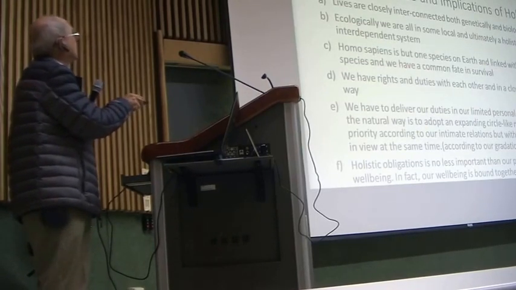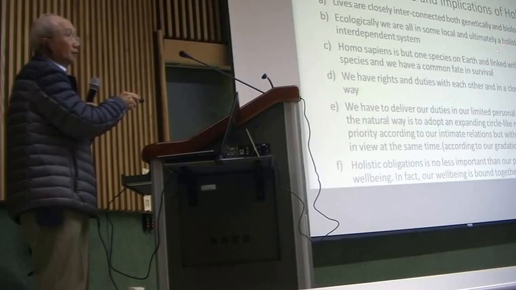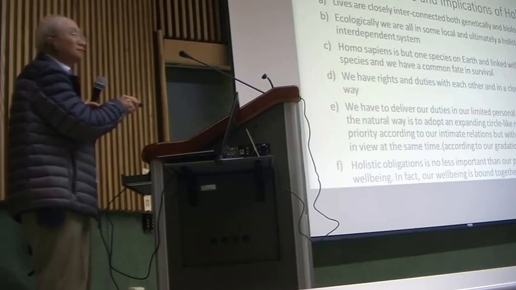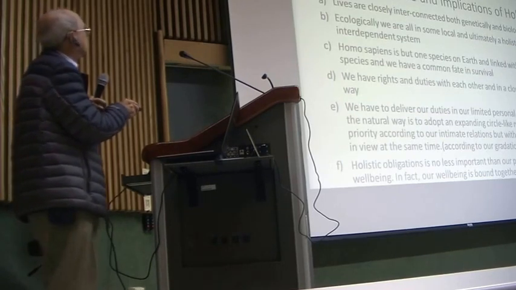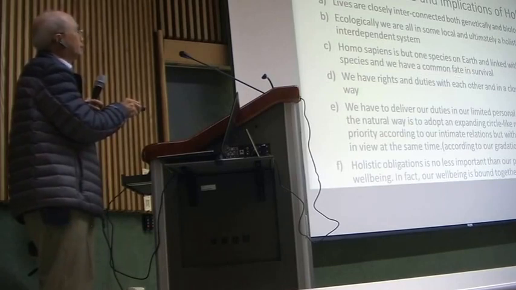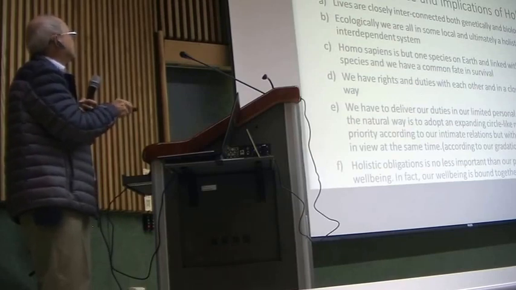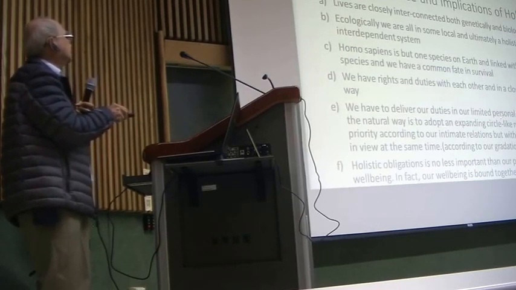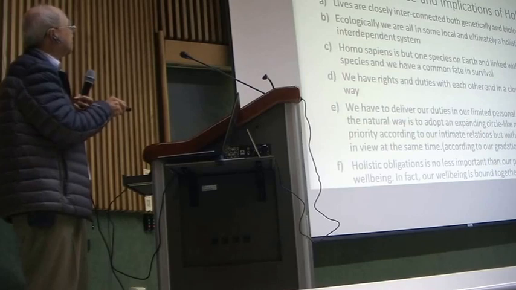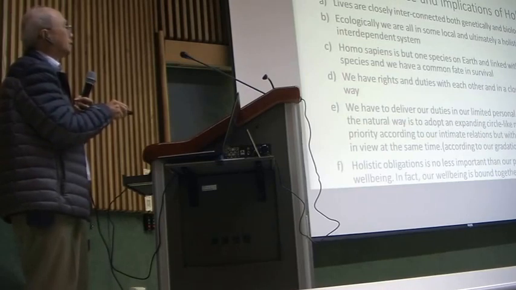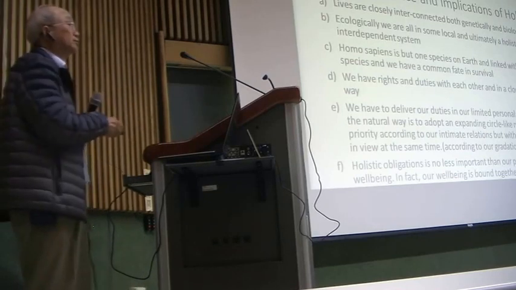And of course, we are one of the Homo sapiens, one species. We don't have special status. We have some different status, but maybe not an absolute status, you may say. And we have a common fate in survival. So we have rights and duties with each other in a closely related way. We have to deliver duties, that's important, in our limited personal actions. And the natural way is to adopt an expanding-circle-like manner: we start from a person to a family, to a society, to a state, and then to the whole world.